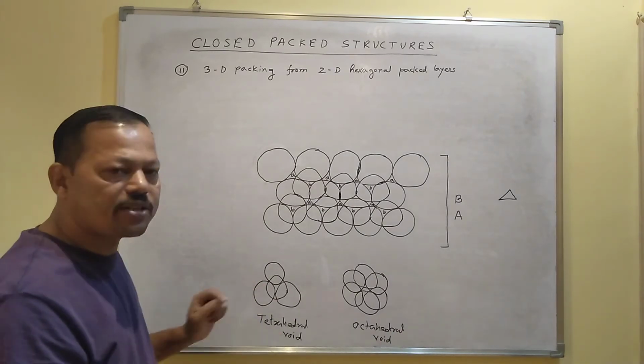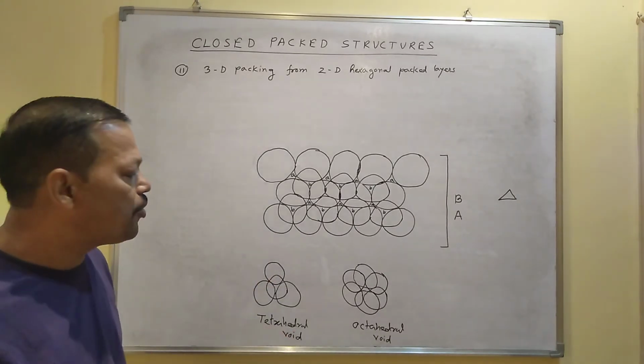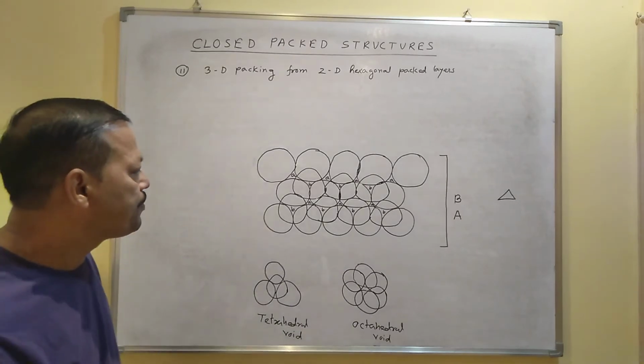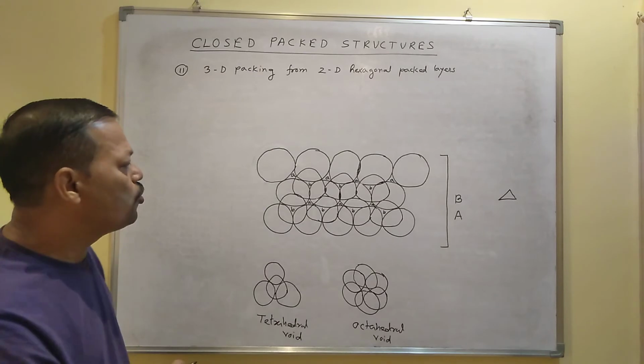Some voids are called tetrahedral voids. When a triangular void is covered by one particle, it is called a tetrahedral void. And the combination of two triangular voids is said to be an octahedral void. These two voids are very important, and you have to know about them.